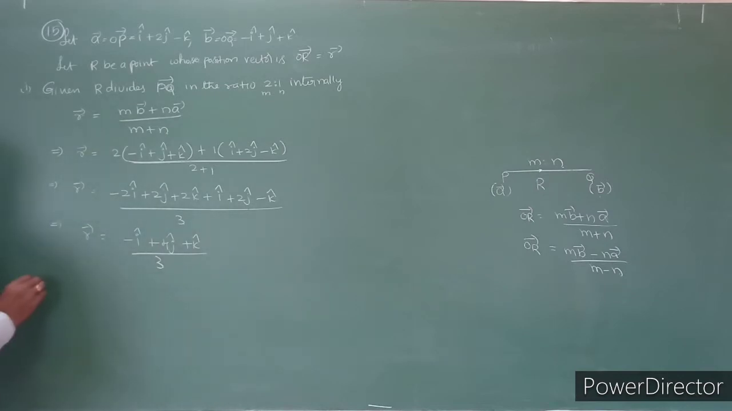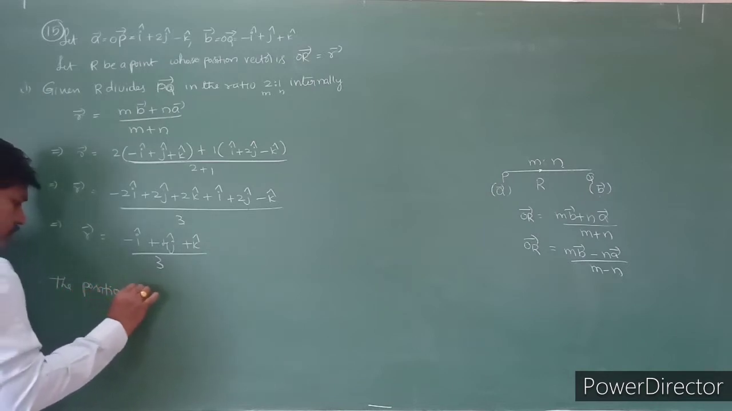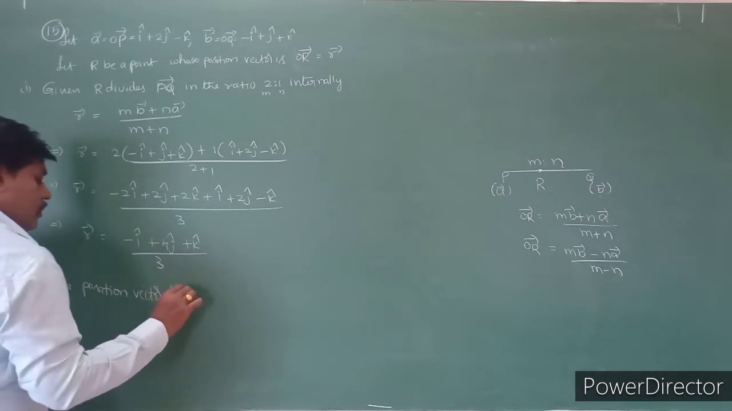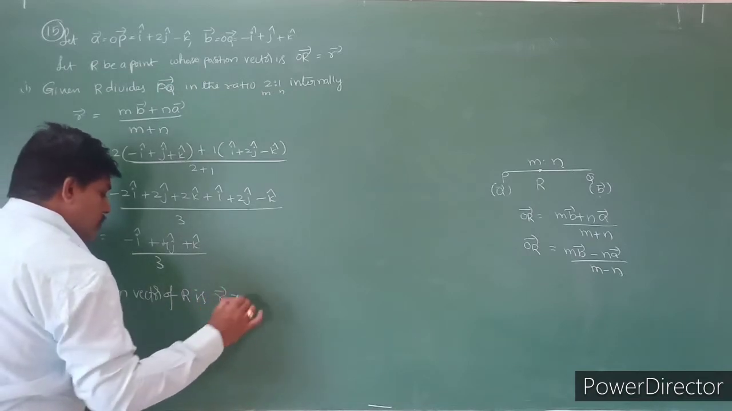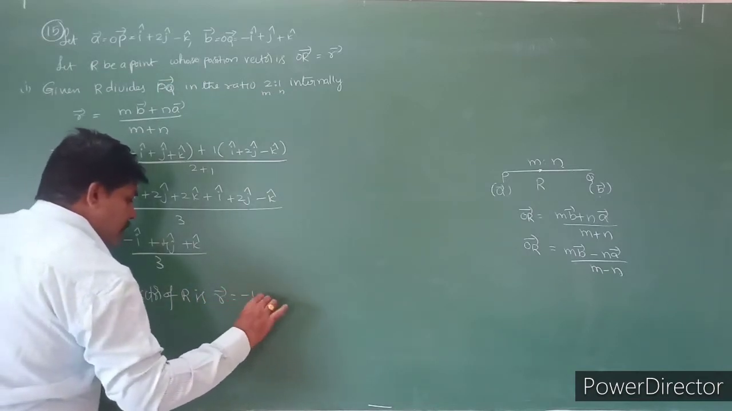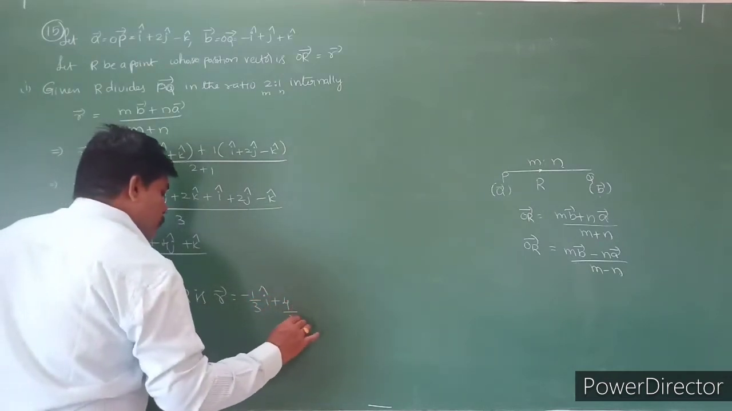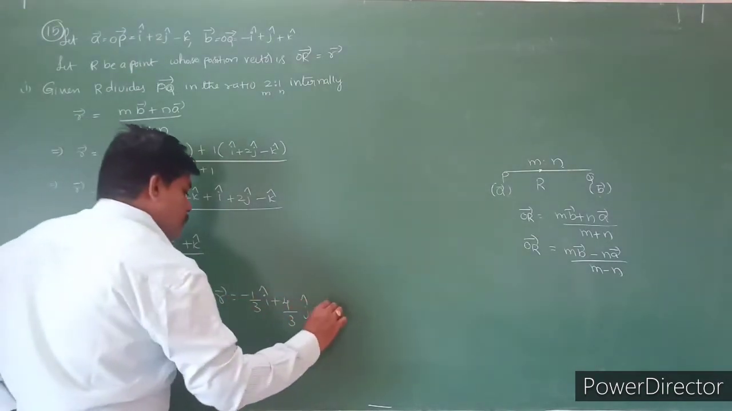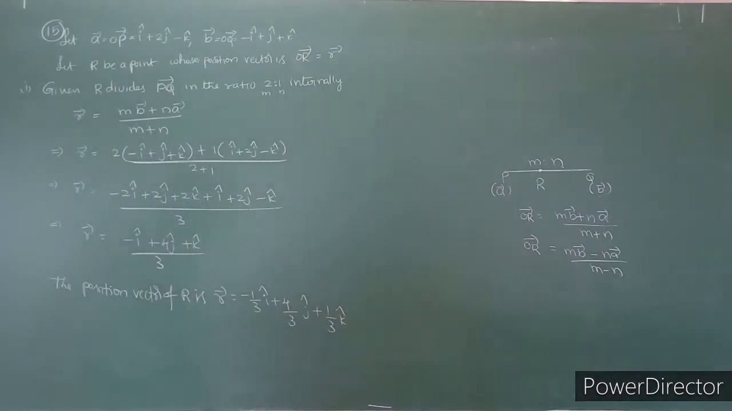Therefore the position vector of R is R bar equal to minus 1 by 3 into i cap plus 4 by 3 into j cap plus 1 by 3 into k cap. So this is the internal case.